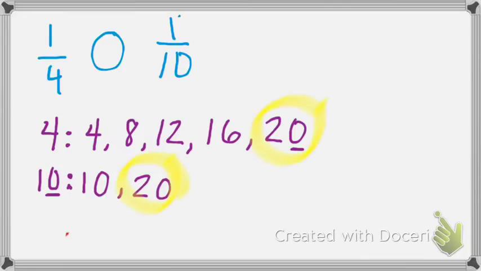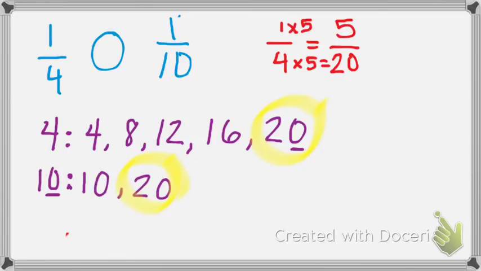Now on this one, I have to change both fractions. So it's going to look a little bit different than our first problem. So the first thing I would do is change 1/4 to a new fraction with a denominator of 20. Whatever I do to the bottom, I have to do to the top. So 4 times 5 equals 20, and 1 times 5 equals 5. So 1/4 is equal to 5/20.